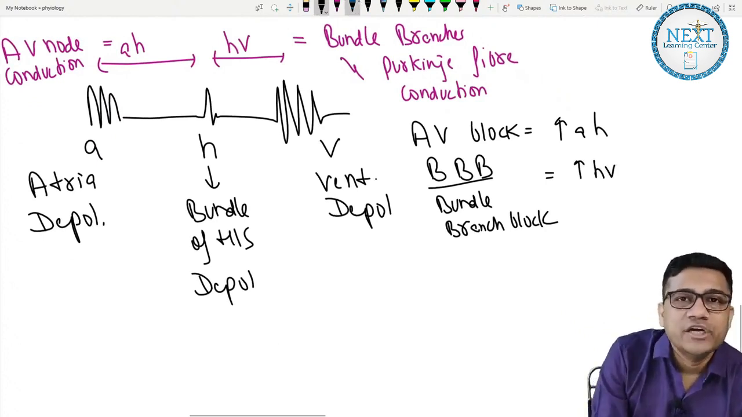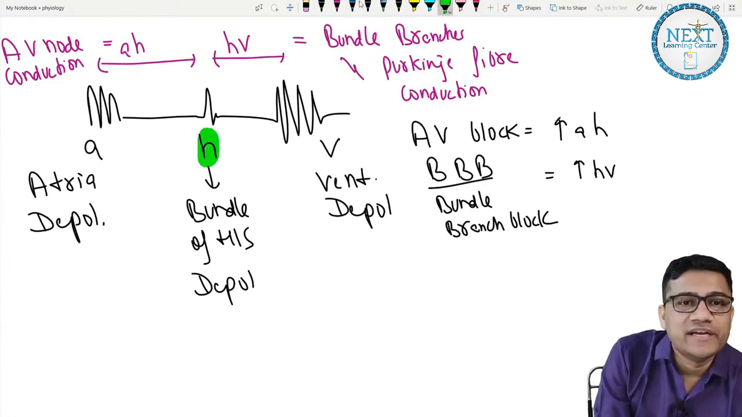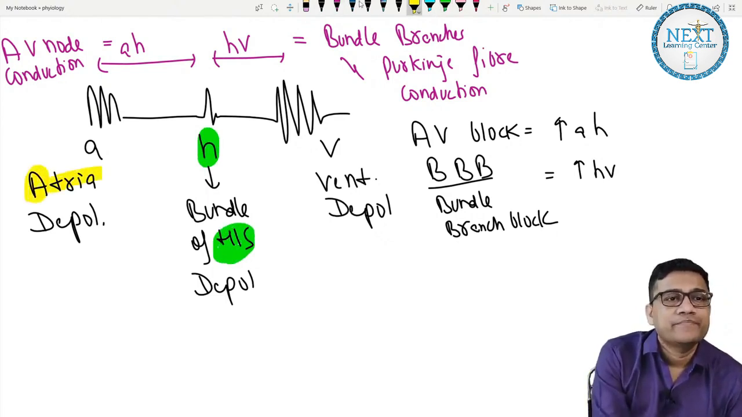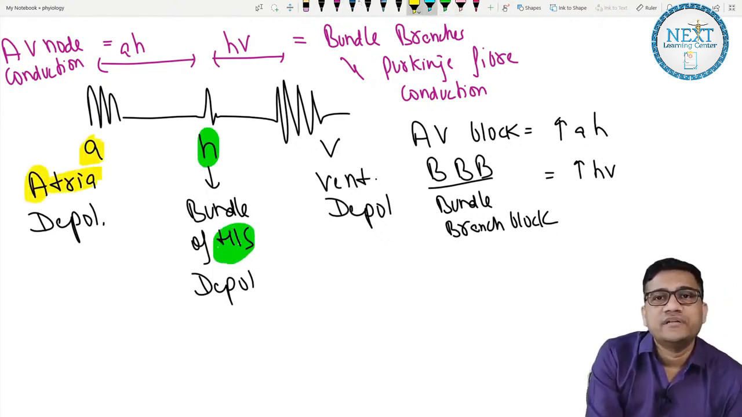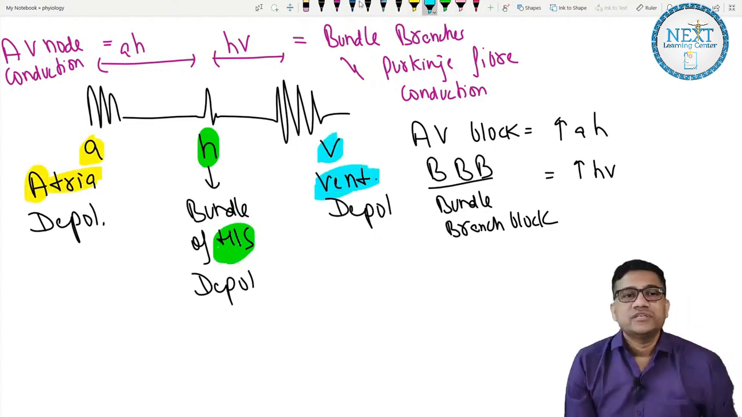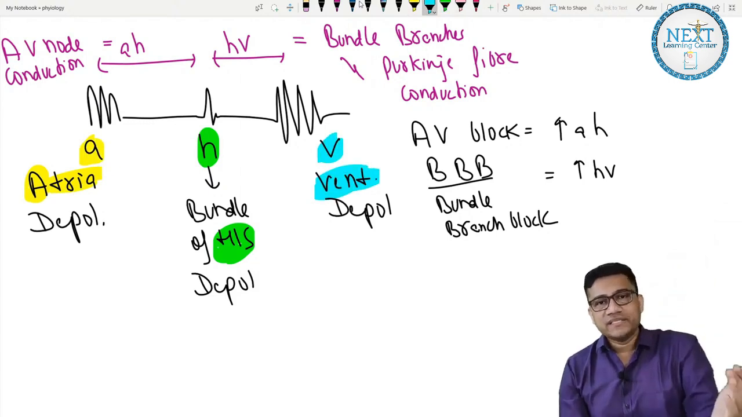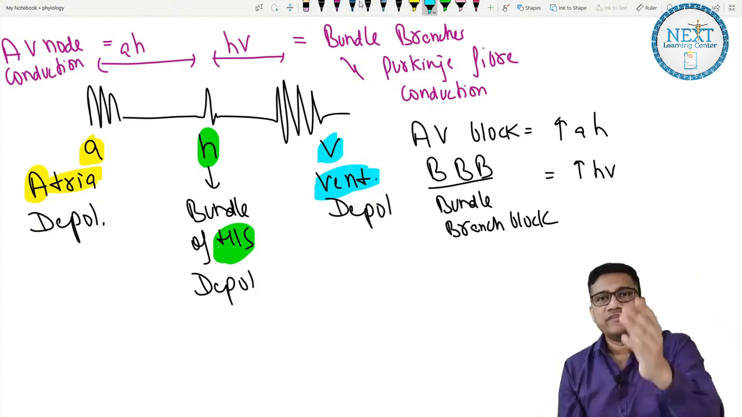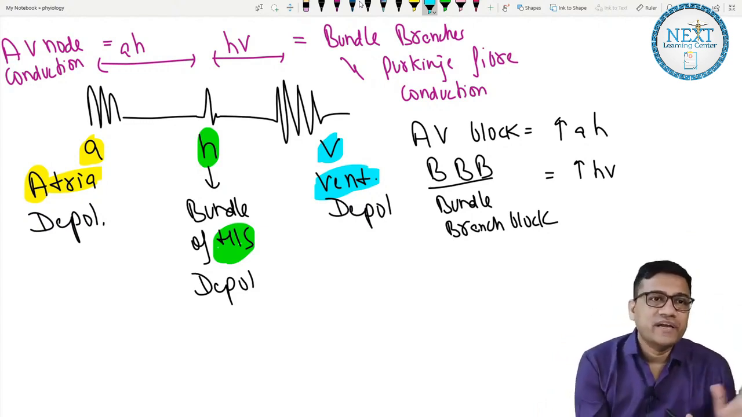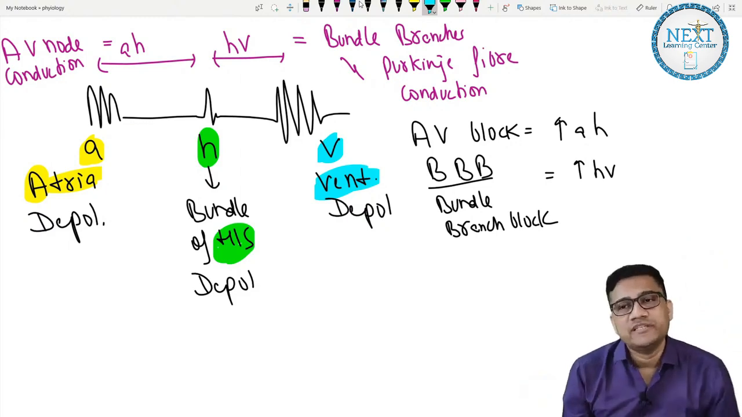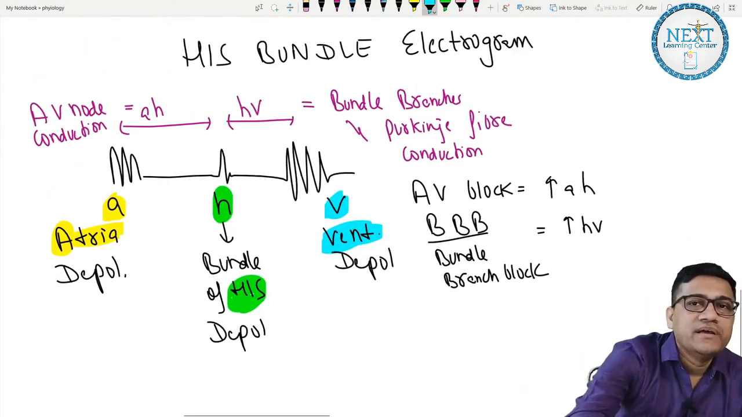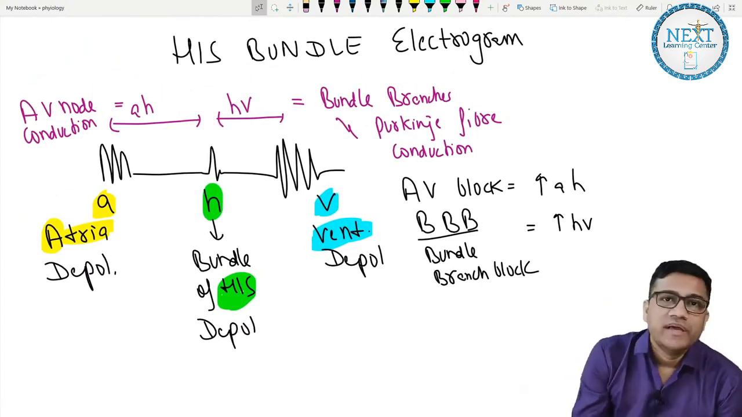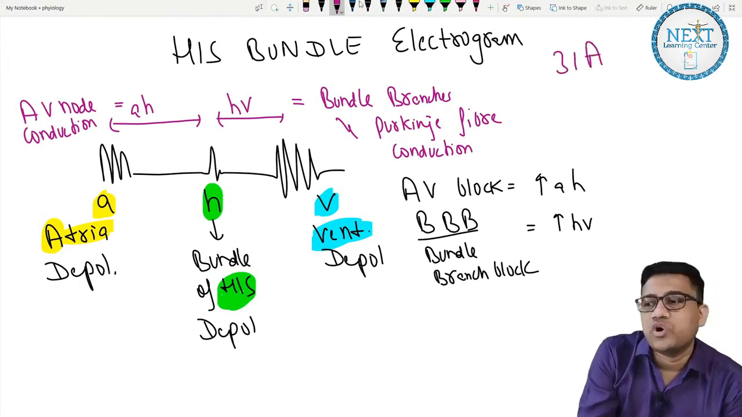So I hope I made it easy. So what does this H wave indicate? This H is bundle of His, A is atria, and V is ventricle. So easy. So atria to His to ventricle. So what is the conduction through? AV node, bundle of His, Purkinje. If there is a problem there, HV will increase. So that is what is called His bundle electrogram. Okay, so it is again used for what? Conduction blocks. And this was again in your 31st August exam.